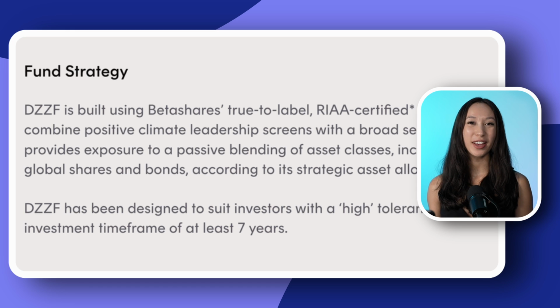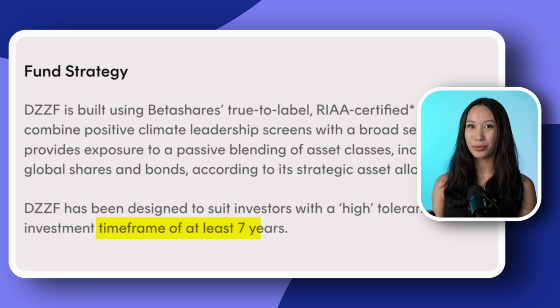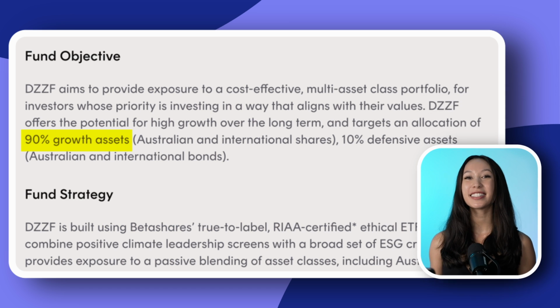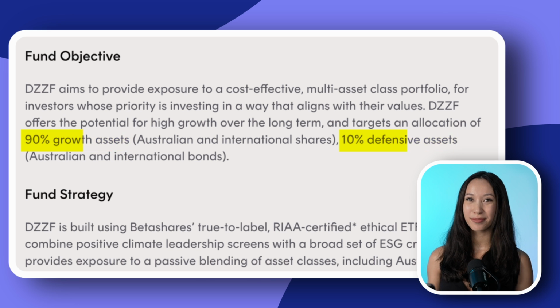This ETF suits investors with a time frame of 7 years or more. It invests in 90% growth assets and 10% income-producing assets. But this ETF invests in companies with a more ethical focus.